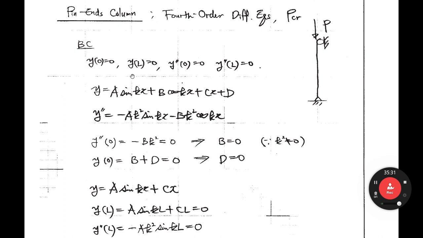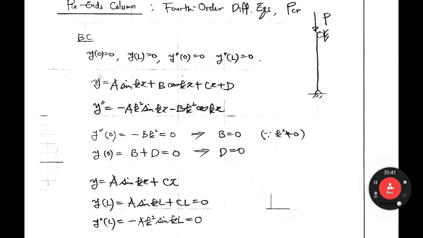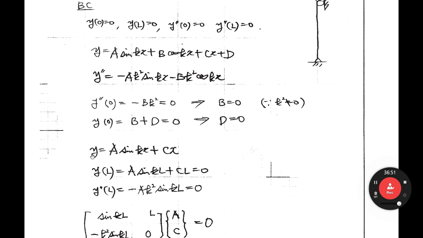So if you use this equation, let's take the second derivative of y. y''(0) equals 0 first; sine 0 equals 0, so you have minus B k squared equals 0. k squared is not 0. k squared equals P over EI. P exists, so k squared is not 0, so B must be 0. So y(0) here, sine deleted, B cosine deleted, B plus D equals 0. So B is 0 here, so D is also 0. So the remaining equation is y equals A sine kx plus Cx, because B and D equal 0.